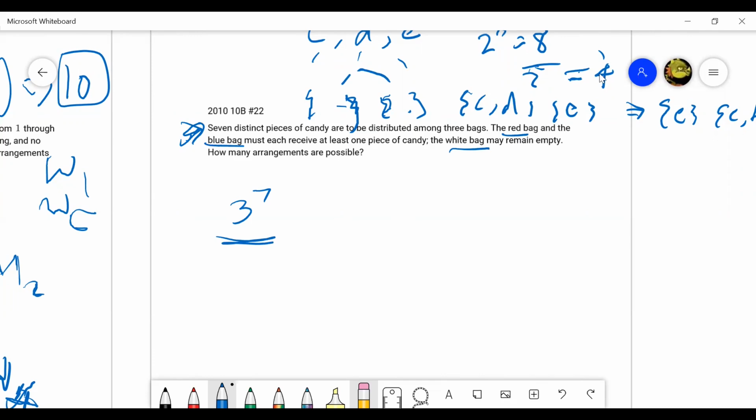But of course we have constraints, and that says the red and blue bag must receive 1 piece at least, and the white bag can be empty, right? So that must mean that we have to consider the cases where, and subtract the cases where the red bag and the blue bag do not have at least 1 piece of candy. So that would be subtracting the number of ways we have 2 bags. So only the blue bag and the white bag have candy, and the red bag doesn't. That would be 2 to the 7th, and two bags again for the red and white this time, 2 to the 7th again.